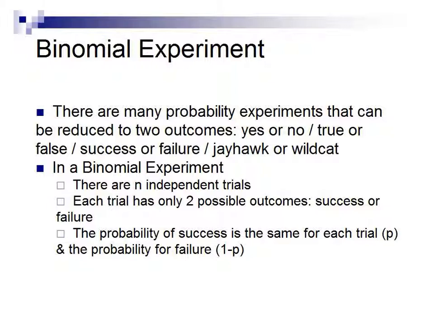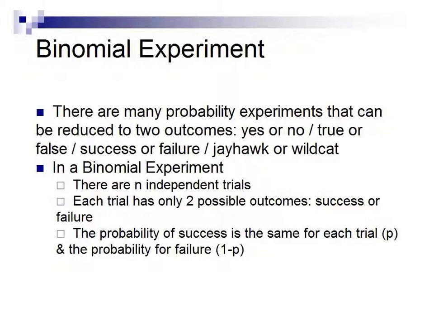In this binomial experiment, anytime you're doing that, there are independent trials, which means you're surveying n number of people, whatever that is, 20, 30 people, and they're independent, meaning what one person says does not affect what the next person is going to say. And there's only two outcomes. It's either got to be a success or a failure, in our case, Jayhawk or Wildcat.